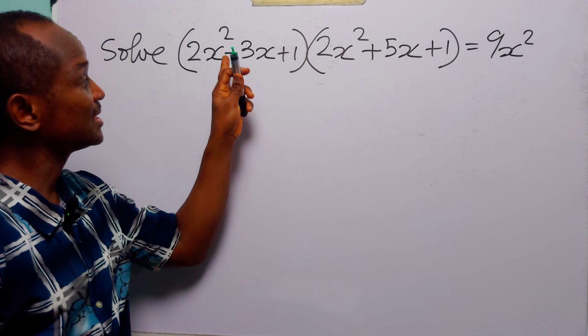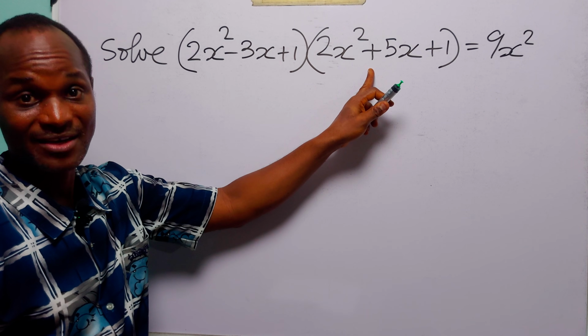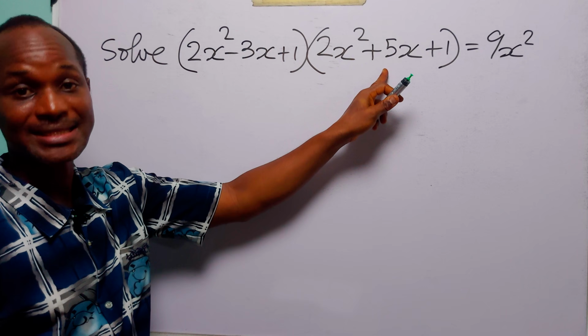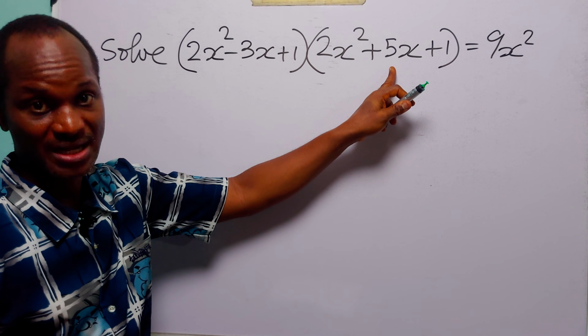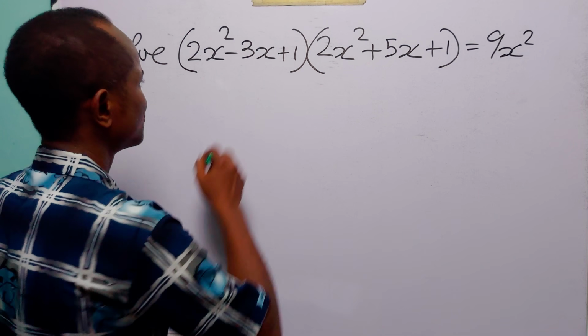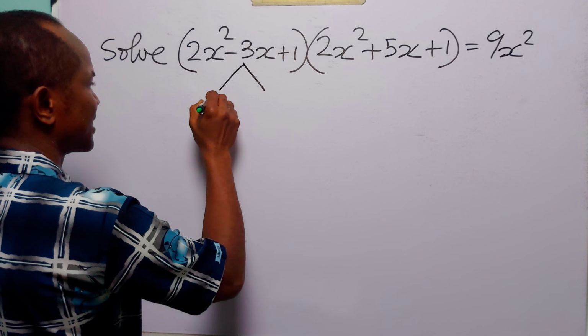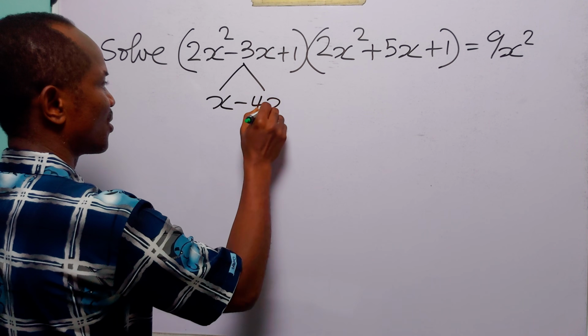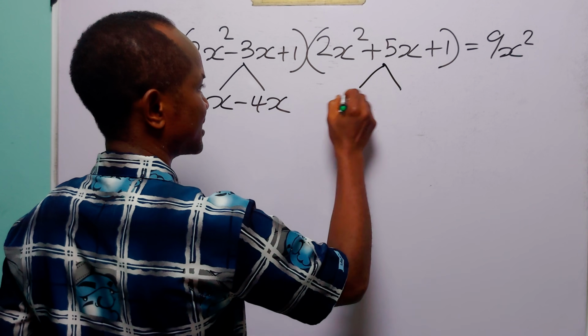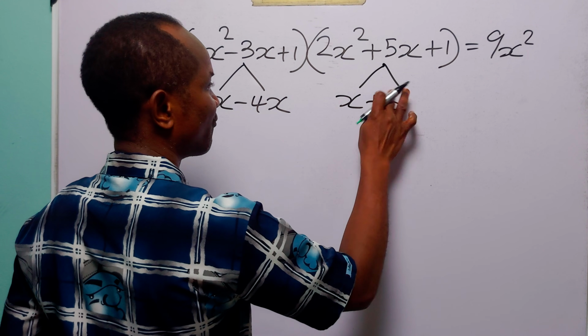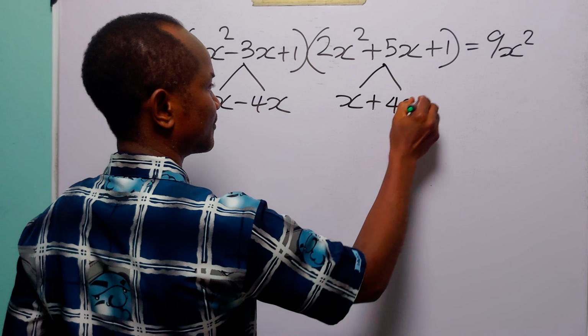Now notice that the only difference between these two quadratic factors is the middle term. We have minus 3x here and we have plus 5x here. And of course, you know that we can write minus 3x as x minus 4x, and we can write plus 5x as x plus 4x.